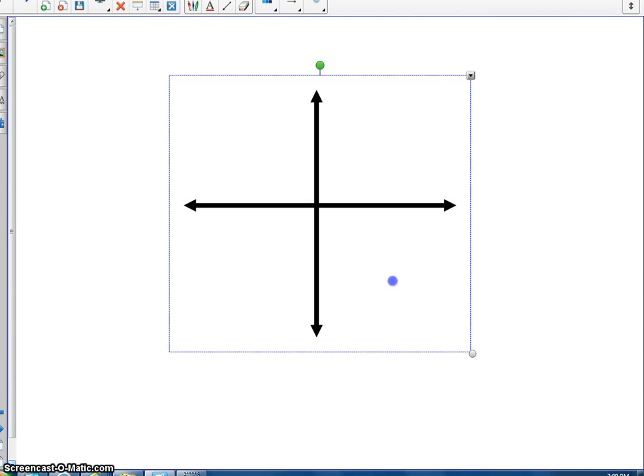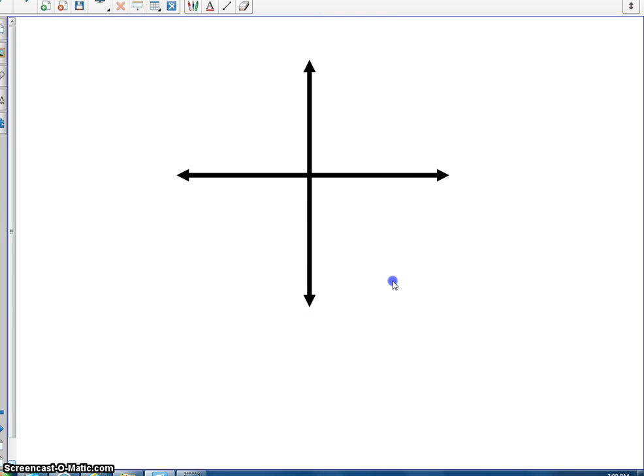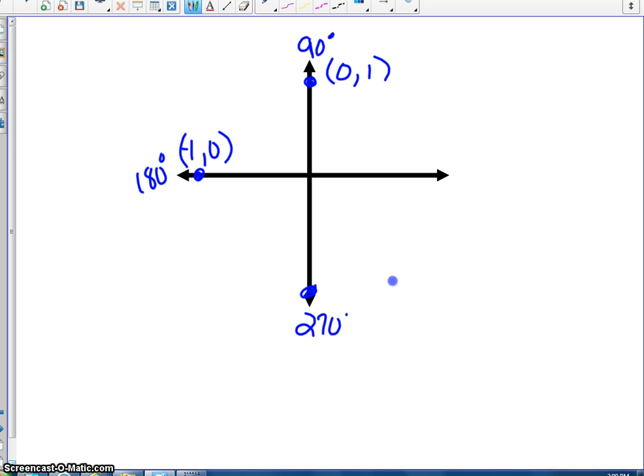So the rule, and you probably want to write this down: we have the point 0, 1 at 90 degrees. Here, at 180 degrees, our point is -1, 0. Here, we're at 270 degrees, and our point is 0, -1. Here you can say you're at 0 or 360 degrees. I don't care, you're going to see them both ways. And the point that you're at is 1, 0.